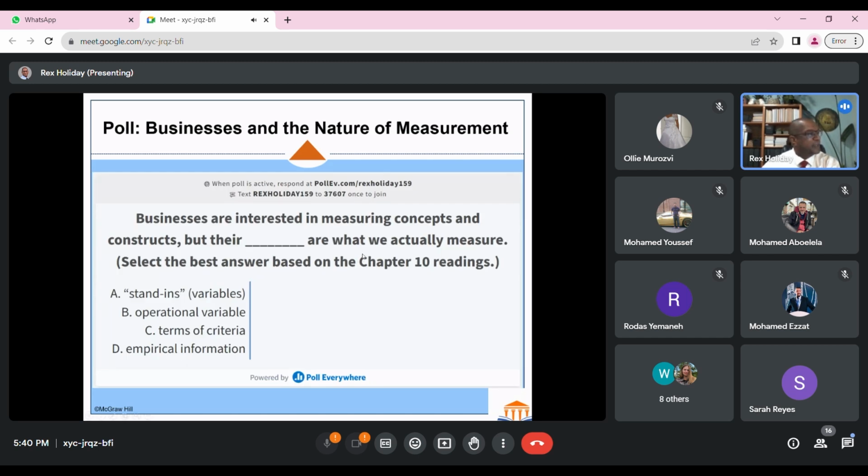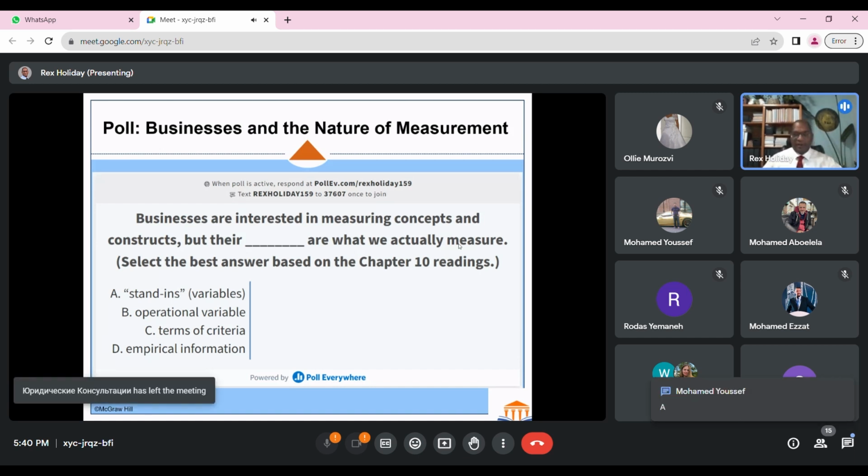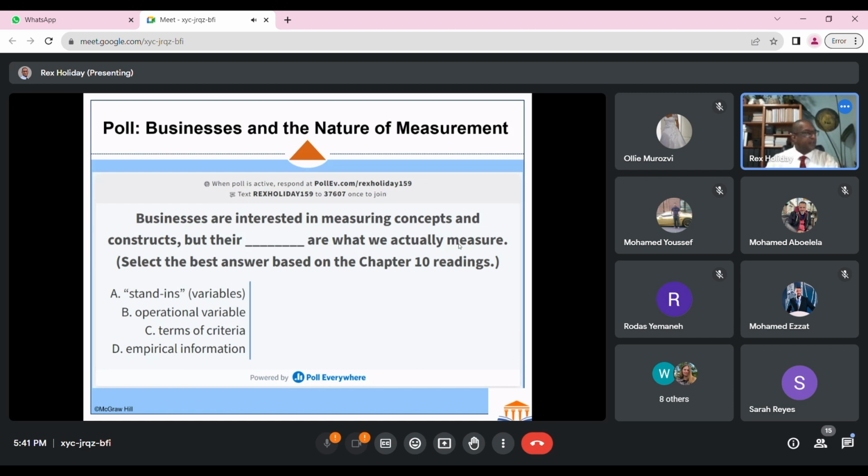All right, here's another fill in the blank. Businesses are interested in measuring concepts and constructs, but their blank are what we actually measure. I think you'll probably get this one. And what did I say just a few minutes ago? Yes, very good. It is A, variables. The stand-ins are the variables. Let's go ahead and look at that.